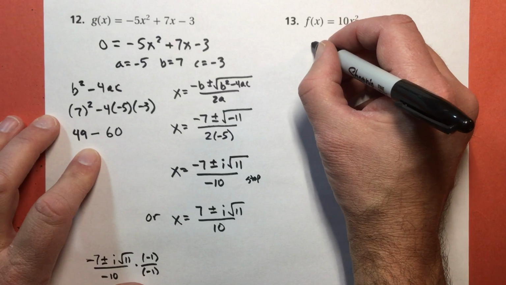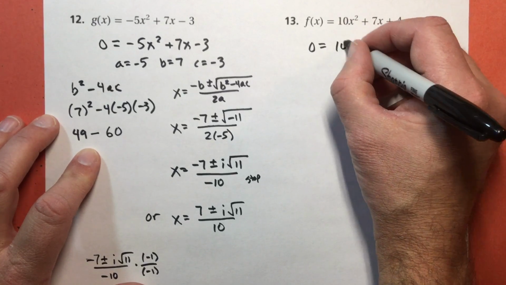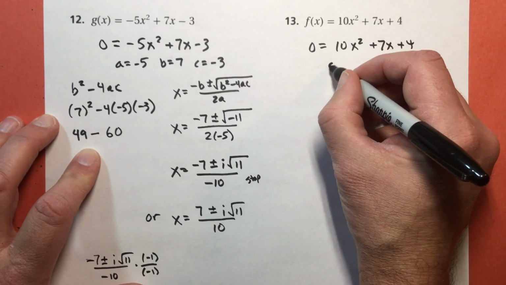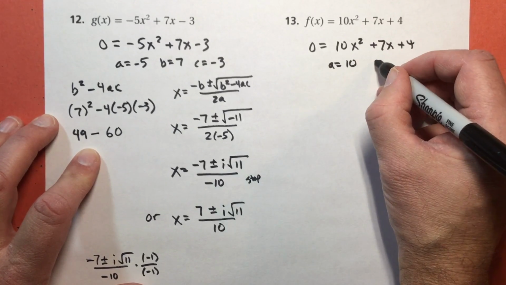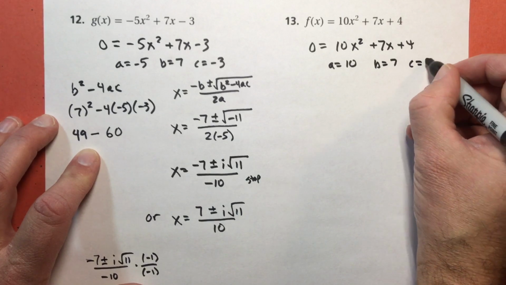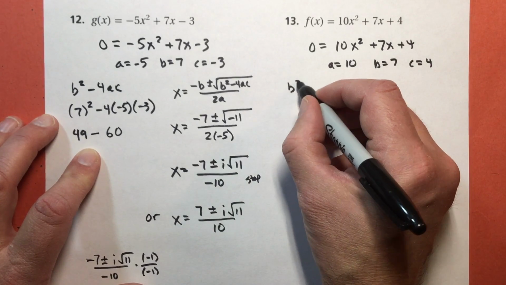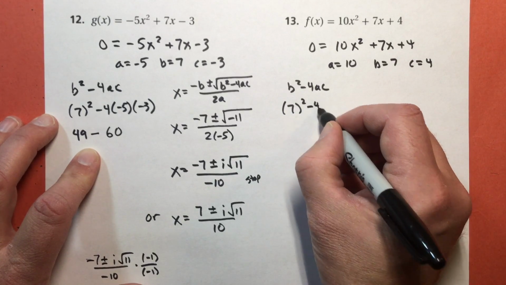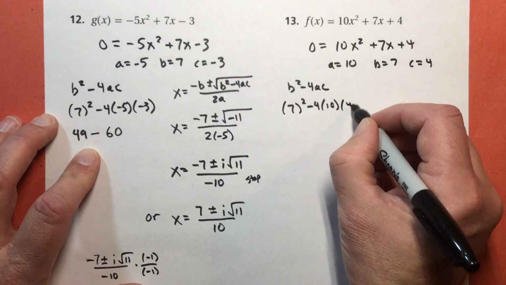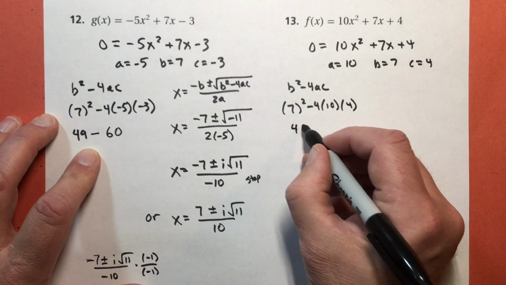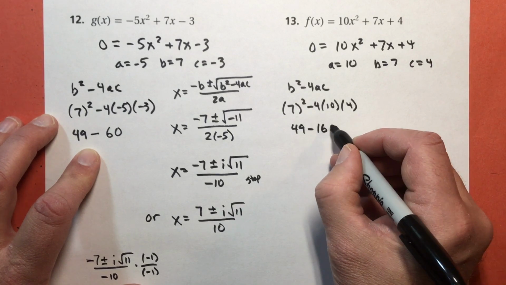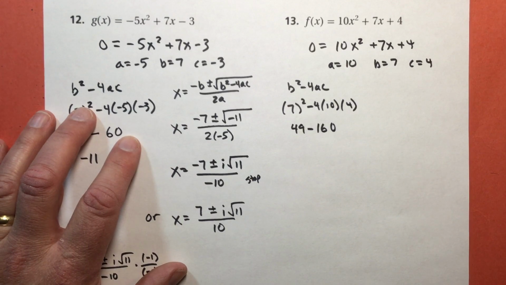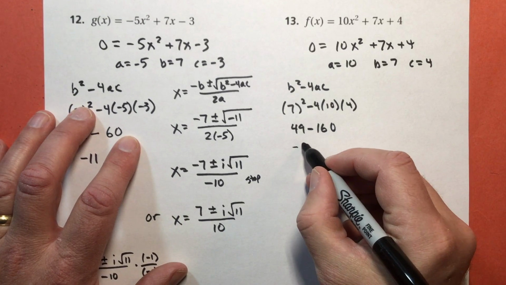All right, finally, problem number 13. Set it equal to 0. Identify your parameters. Find the discriminant. 7 squared minus 4 times 10 times 4. Excuse me. 49 subtract 160. That's weird. And then that's going to be -111.